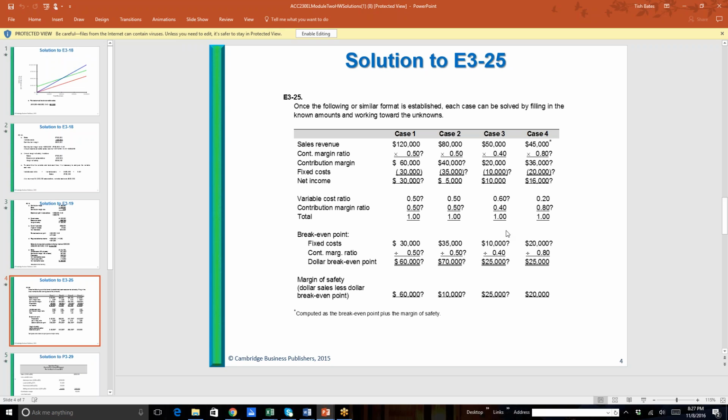Okay. So it's just kind of working that puzzle piece again. So we've got the fixed costs are now 10,000. We can get our contribution margin ratio in there. We know it's 40%. So our dollar break-even point is 25,000. Our dollar sales less our dollar break-even point, 50 minus 25, is 25, right? So this again is puzzle pieces. Does that make more sense?